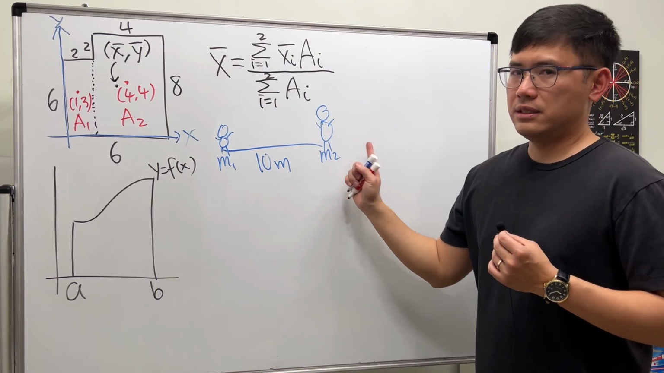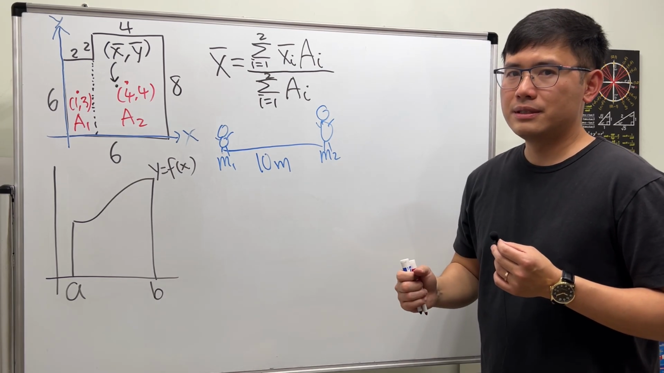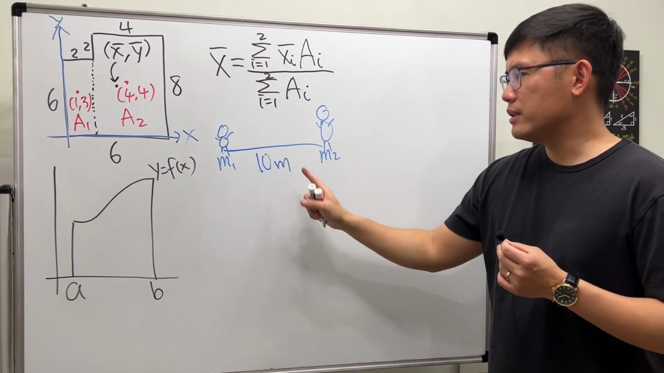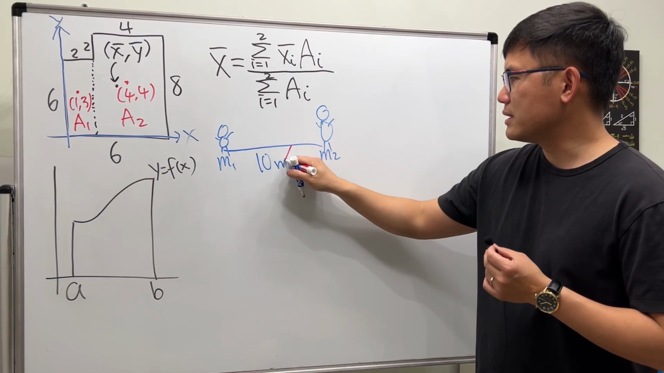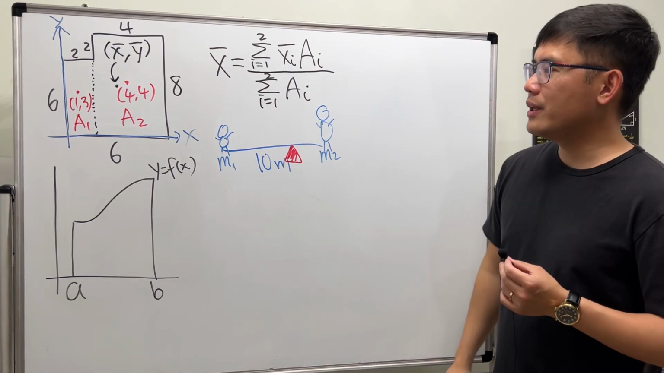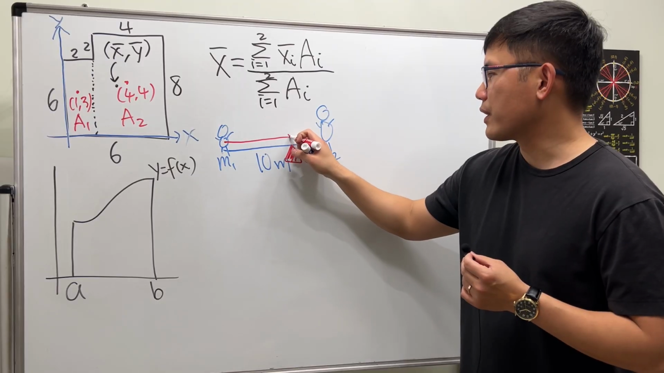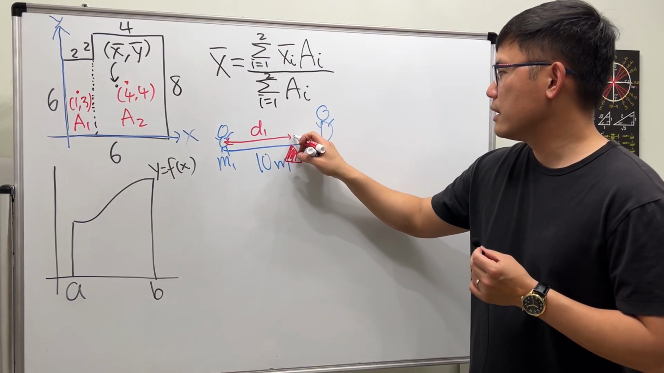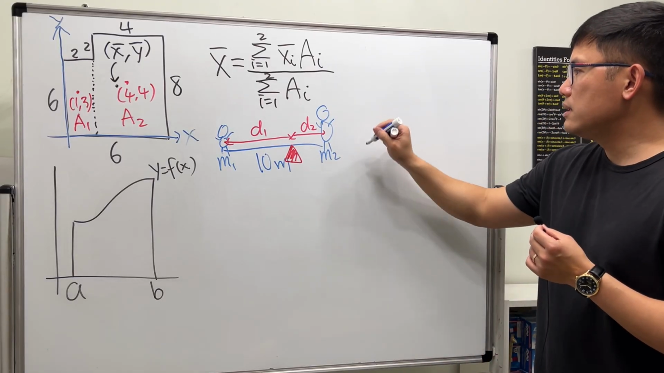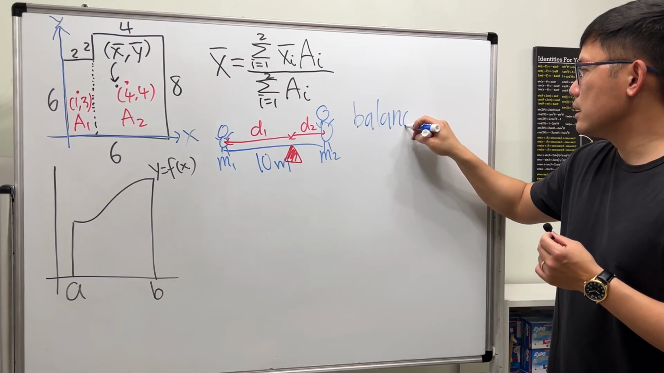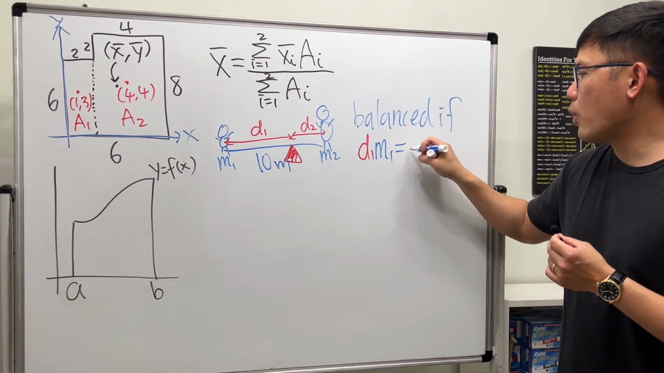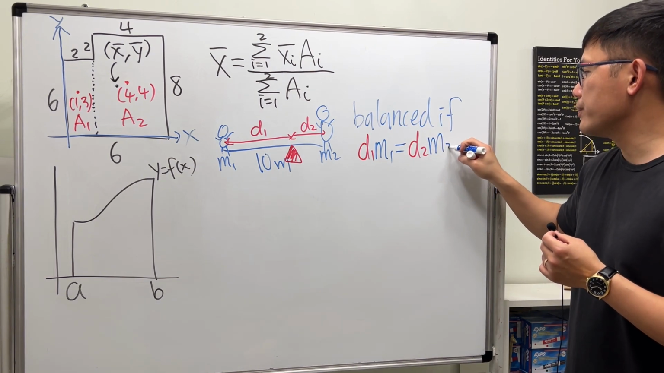Well, imagine we are playing seesaw. How can we keep this balanced? Assuming m2 is bigger than m1, then we should put the centroid toward m2, right? So it's going to be somewhere like this, maybe? And to do the precise computation, we also need to worry about the distance from here to here. Let's call that d1, and then let's call this distance d2. I will tell you this system will be balanced if d1 times m1 equals d2 times m2.